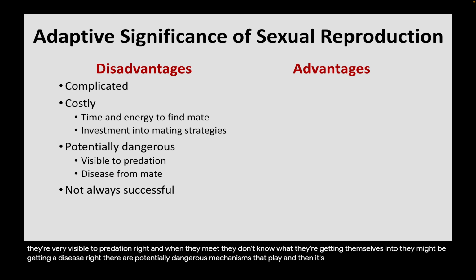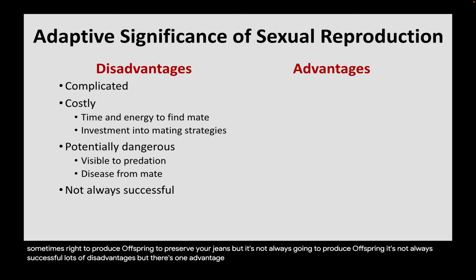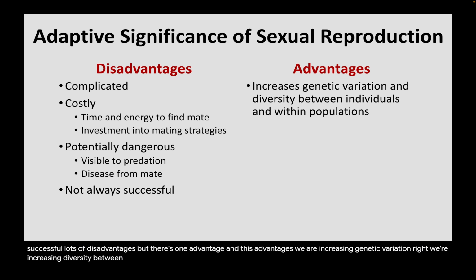And then it's not always successful. Sometimes in the animal kingdom, you mate to produce offspring to preserve your genes, but it's not always going to produce offspring. It's not always successful. Lots of disadvantages, but there's one advantage, and this advantage is huge. We are increasing genetic variation. We're increasing diversity between individuals and within populations.